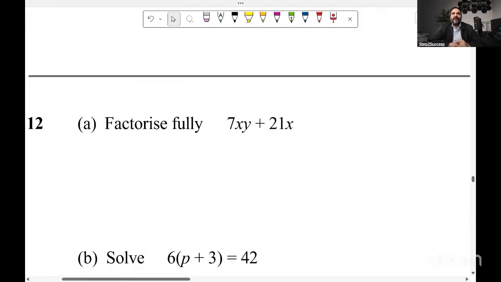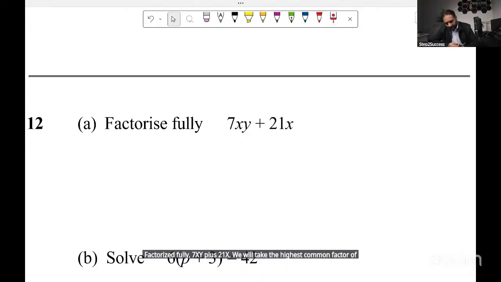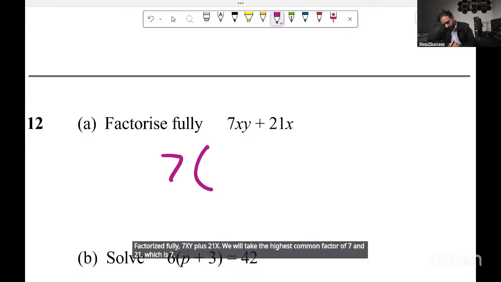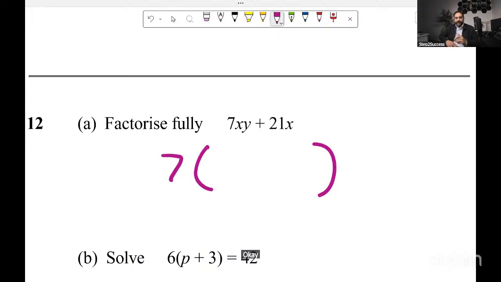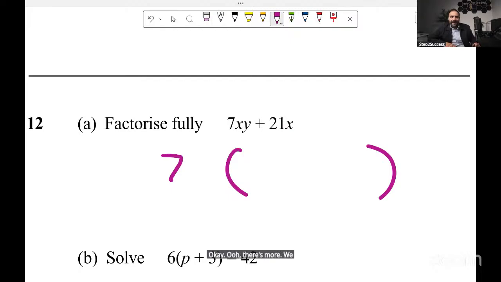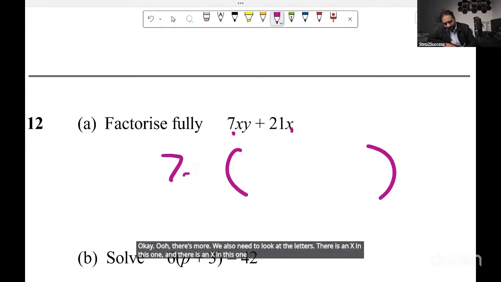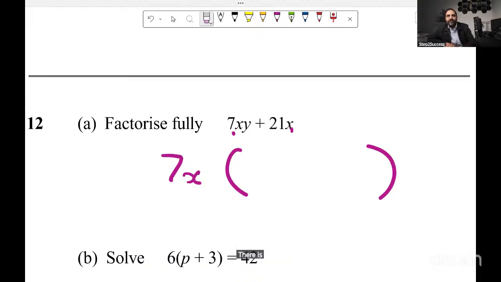Factorize fully 7xy plus 21x. We will take the highest common factor of 7 and 21, which is 7. Okay. Oh, there's more. We also need to look at the letters. There is an x in this one, and there is an x in this one, so we can take it out. There is no y in both of them, so we cannot take it out. It has to be common.